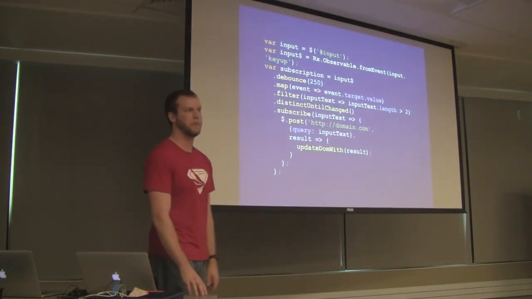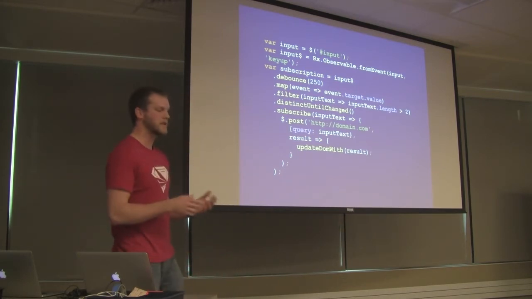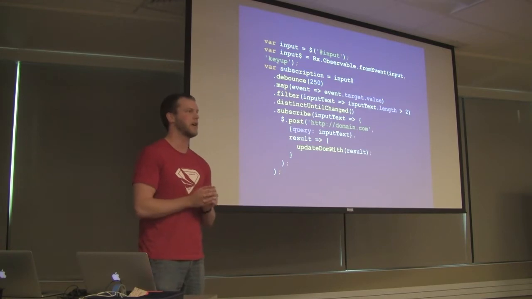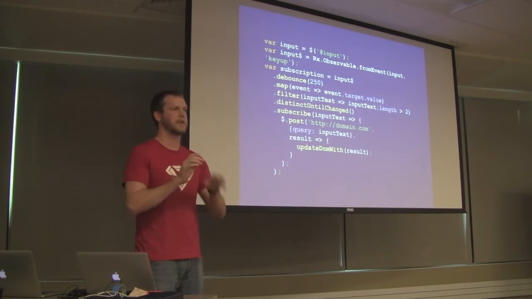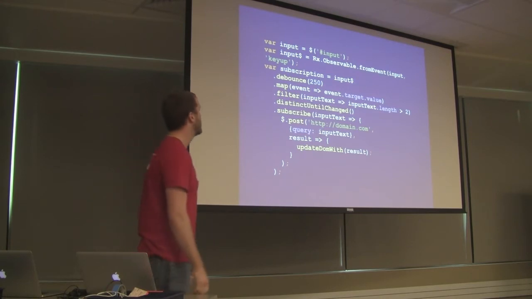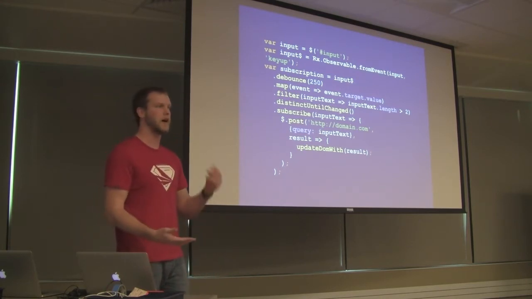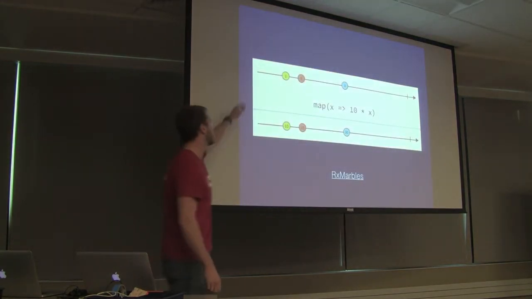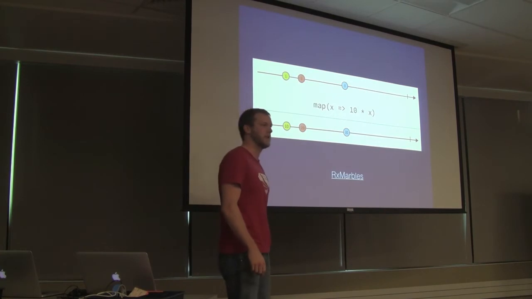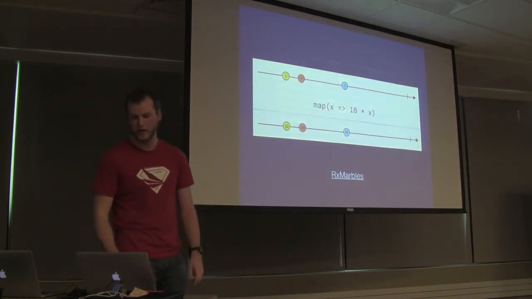Can you read that in the back row? Yes, good. So this is a mostly complete example of an autocomplete box. You have an input box, and you're typing in, and it suggests words for you. Those first two lines, we're asking RxJS to create an observable on our input box based on key up events. So basically, we're creating one of these things, where instead of 1, 2, 3, it's key up event, key up event, key up event, every time the user releases the key.